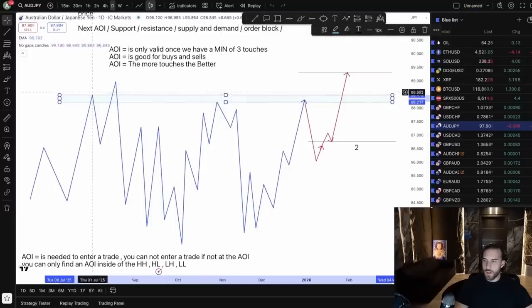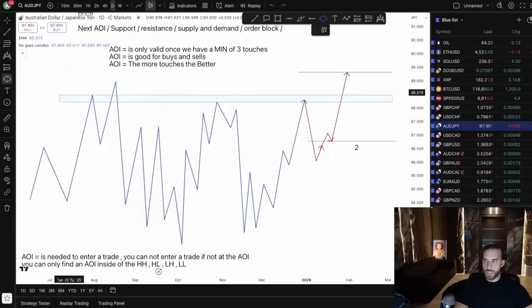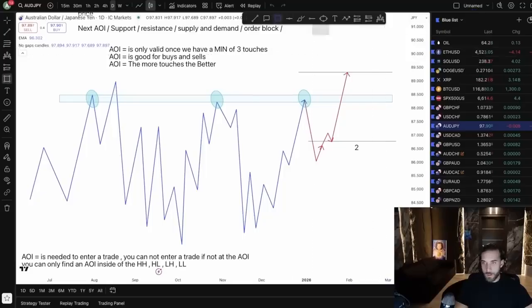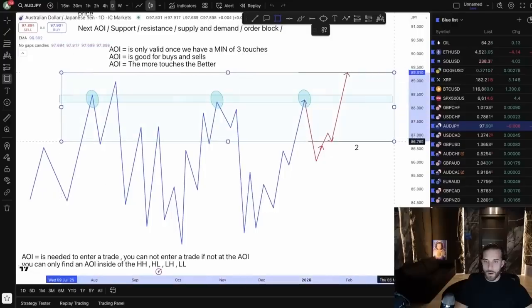Here we have 1, 2, and 3. 3 touches makes a valid area of interest. So this is the first potential area where the market could have a retracement to then have a reaction to the upside. That's just the first potential area. Right now we have absolutely no idea from where else. Bring out our trusty box.